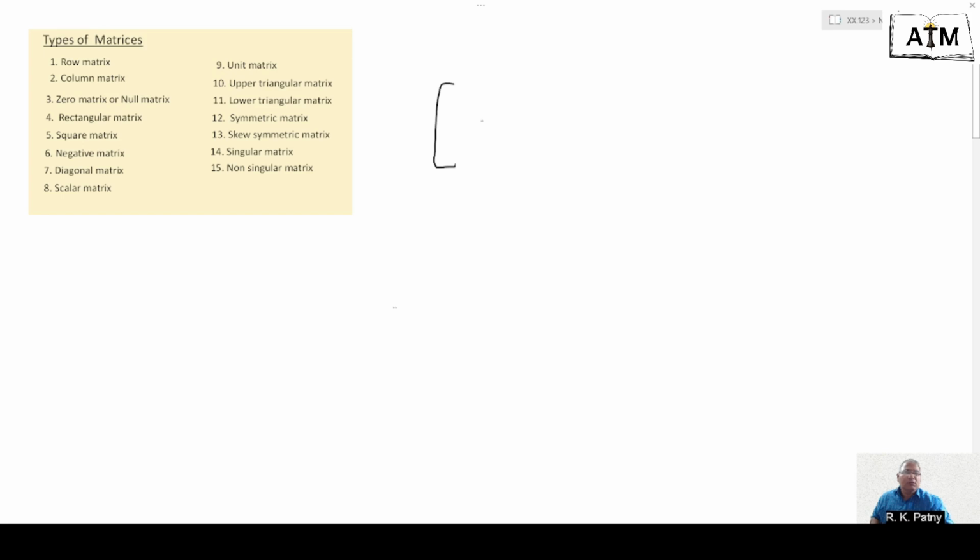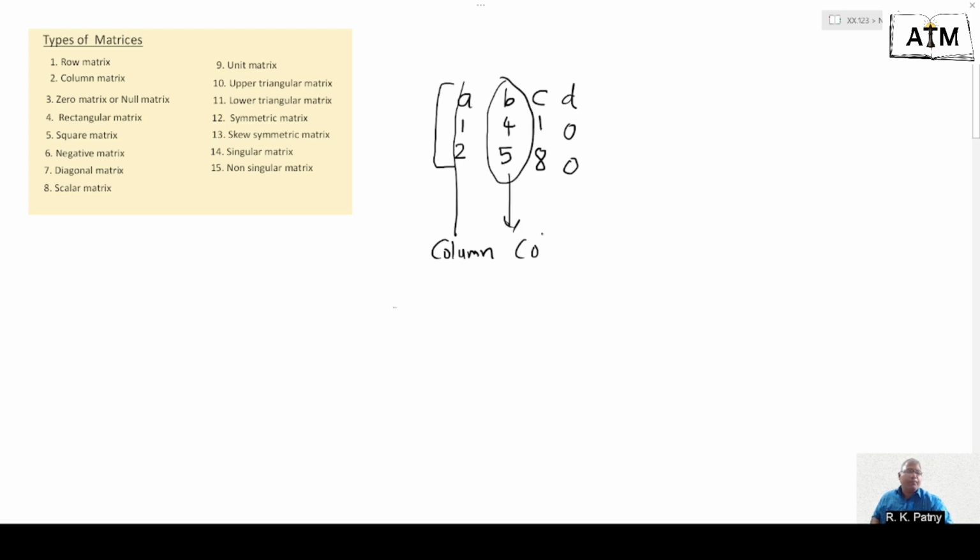In a matrix, there are the horizontal entries like A, B, C, D, etc. It is a horizontal row, and A, 1, 2, this is column. B, 4, 5, this is the second column. C, 1, 8 is the third column. D, 0, 0 is the fourth column. So it is a column. It is the first column. This is the second column. This is the third column, and it is a fourth column.